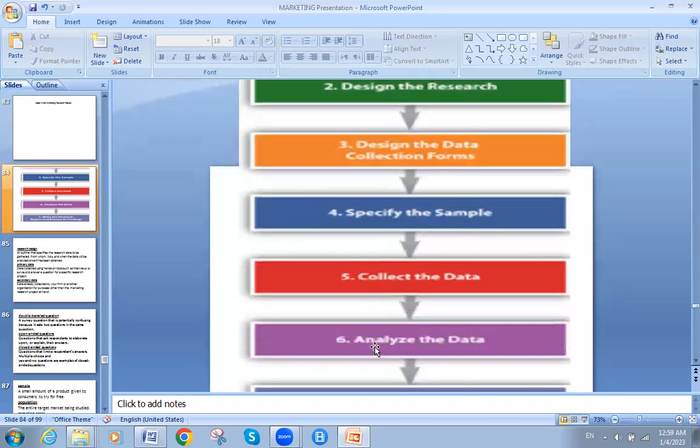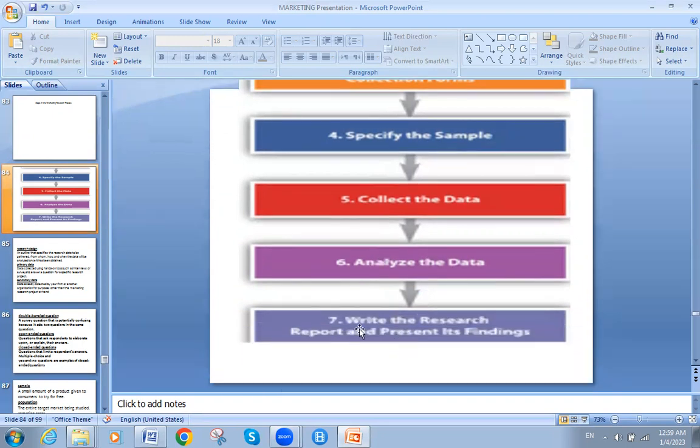Then after that I will analyze the data. For example, 55% of the population said they would like the drink, or they would like the Pepsi or whatever, and so on. Then I will write the research report and make the decision to make the factory here or not.